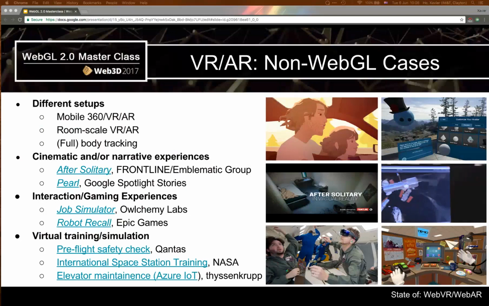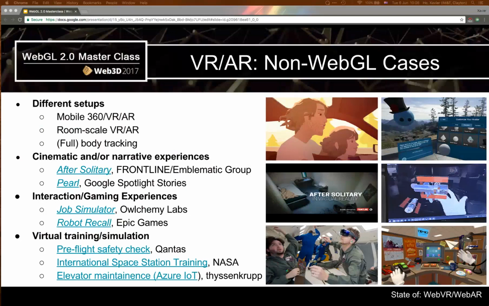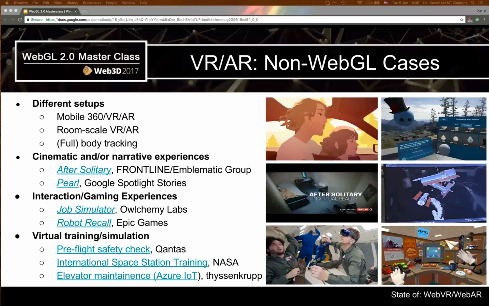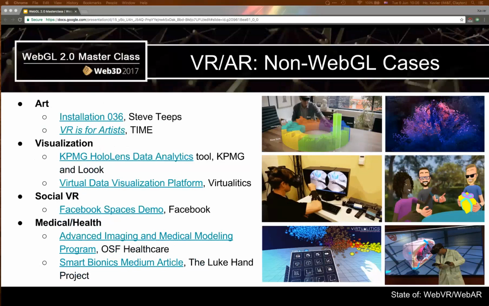And this is a plug. There's also Pearl, which is our Google Spotlight Stories Academy Award nominated short about the father and the daughter and their car and their journey together. It'll make you cry. It made me cry multiple times, which I guess is how I ended up in Spotlight Stories. And there's all these other different cinematic experiences as well. There's of course some VR gaming experiences, such as Job Simulator by Owlchemy Labs, which was recently bought by Google. And there's also Robot Recall, which was done by Epic Games.